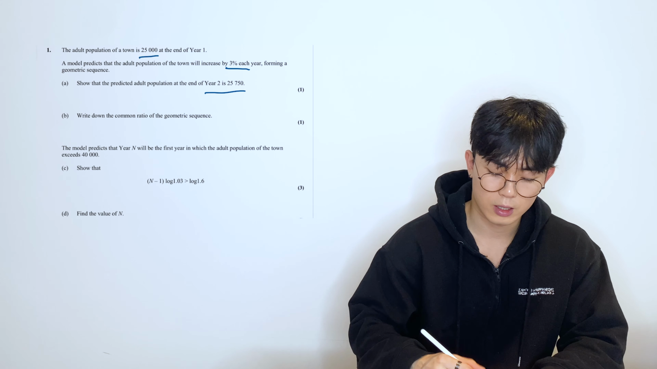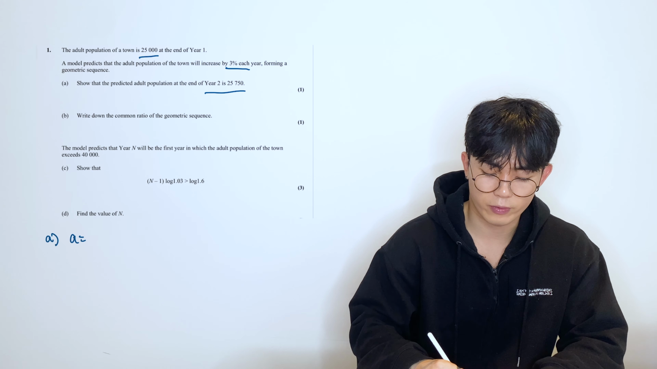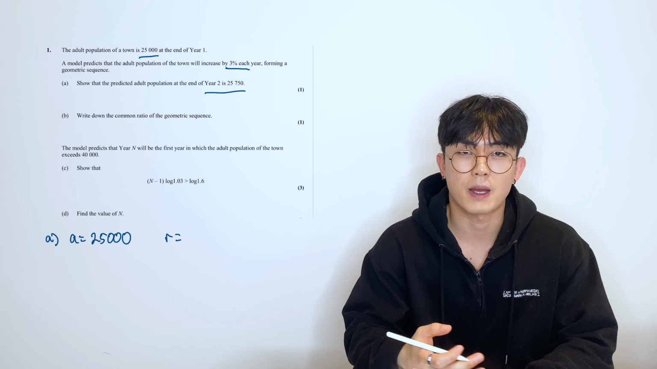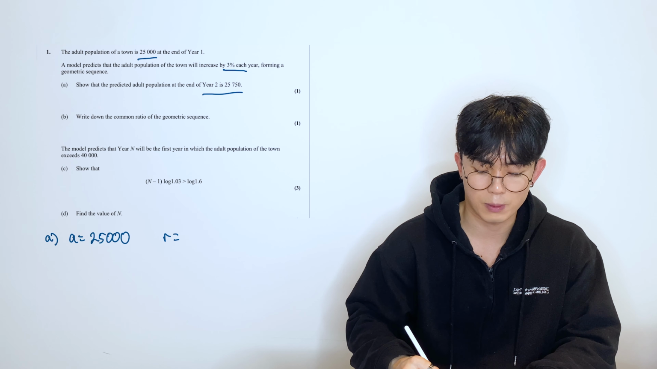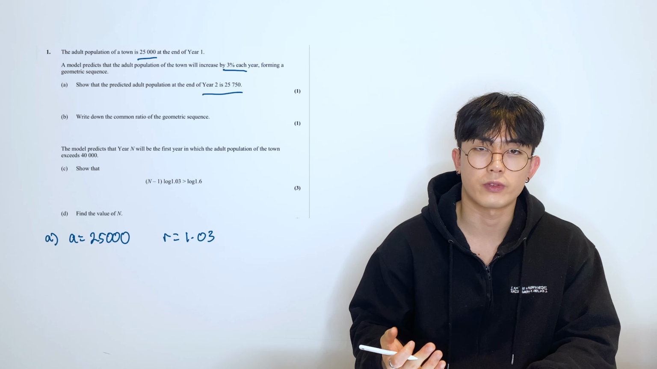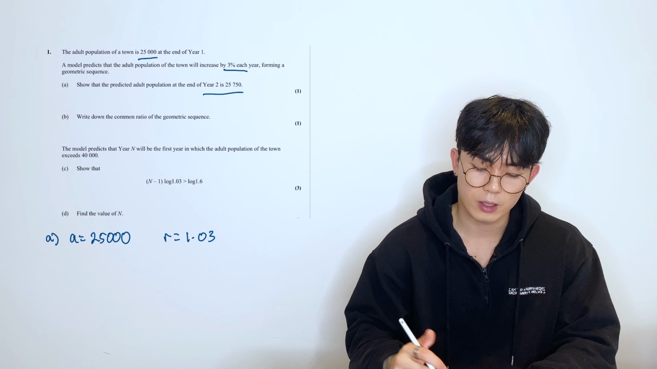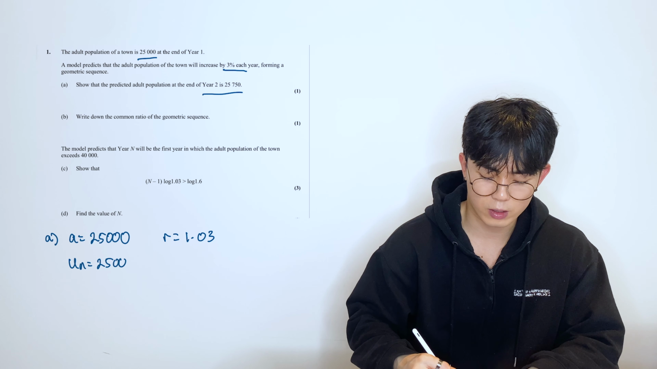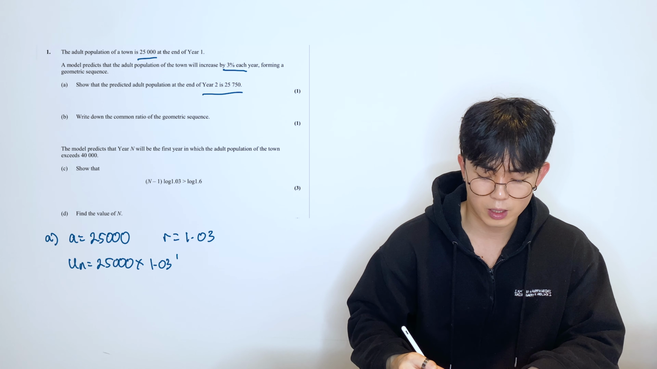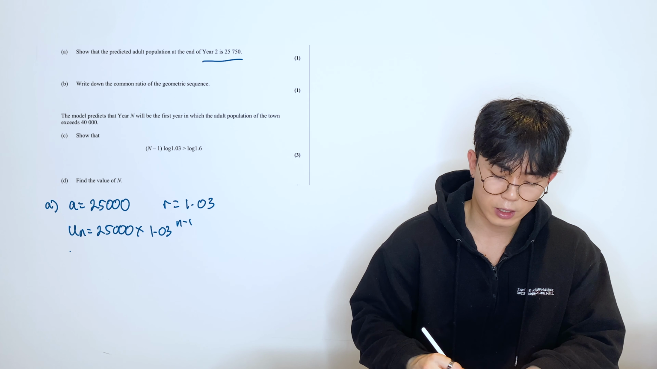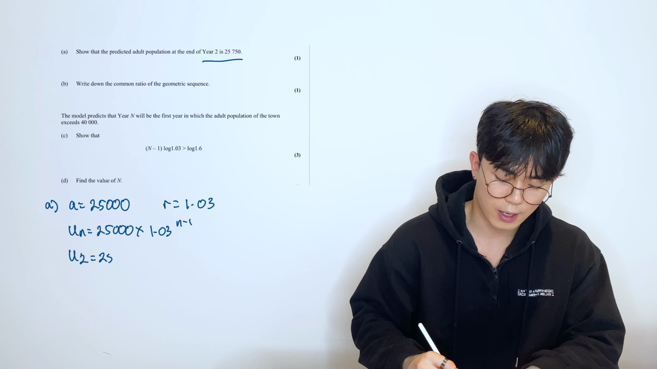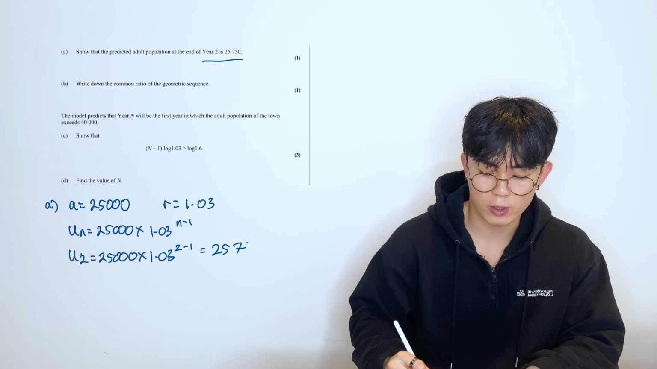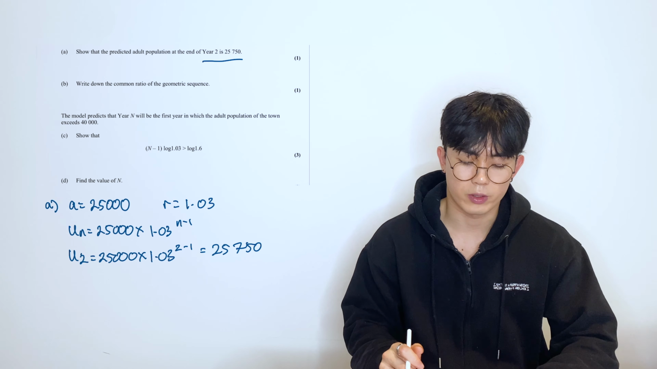So they've told us that a, initially, is 25,000 people, and r, they say, is increasing by 3%. So it's going to be 1.03. That's how much it's going to increase by. So now we can just find the nth term equation. We can have 25,000 times 1.03 to the power of n minus 1. And so at the end of year 2, so n is 2, just plugging in n is 2, we'll be able to show that it's equal to 25,750.